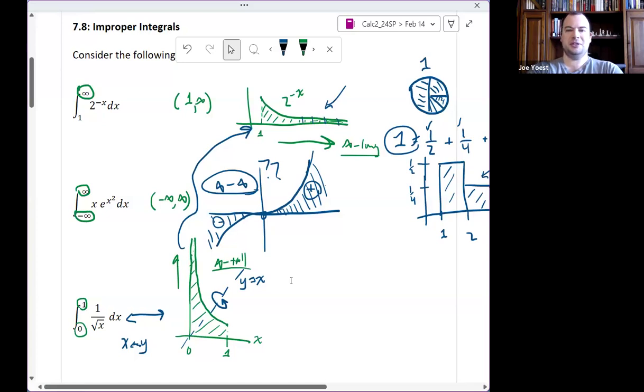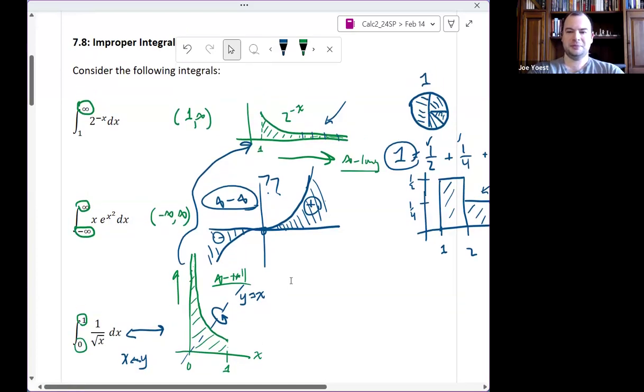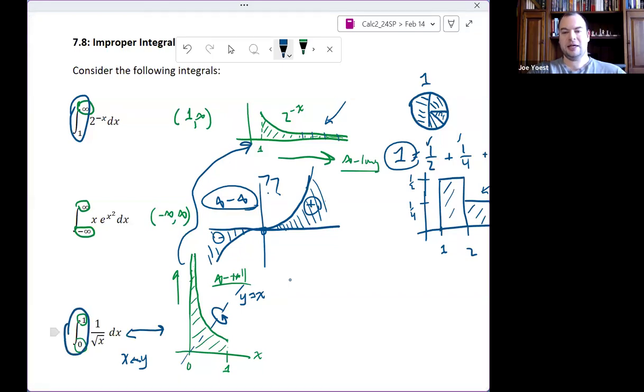So these are the motivations for improper integrals. If I have areas that are infinite in nature, in some sense, infinitely long, infinitely tall, something like that, how do I deal with those? If my domain of integration is an infinite interval, or if my integrand is unbounded on that domain, how do I deal with these types of integrals?